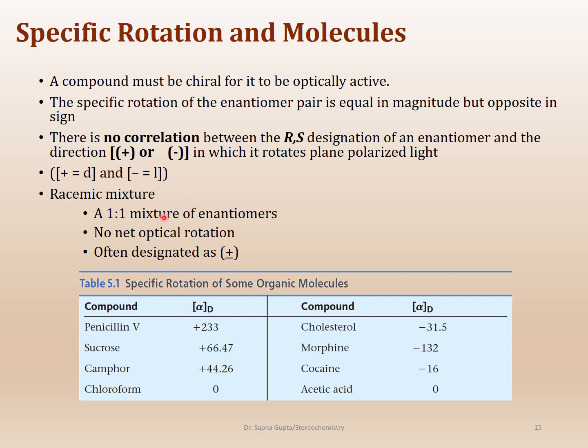A racemic mixture is a 1-to-1 mixture of enantiomers, which means it's a 50-50 mixture of R and S, the mirror images. And so if you have a 1-to-1 mixture of enantiomers, then you don't have any optical rotation, because the optical rotation is equal and opposite. So there is no optical rotation for racemic mixtures. And so these are designated as plus minus, which means there is an equal amount of both of them. Later on, we will learn something which is called enantiomeric excess. But for now, a racemic mixture is an equal mixture of D and L, R and S, plus and minus.